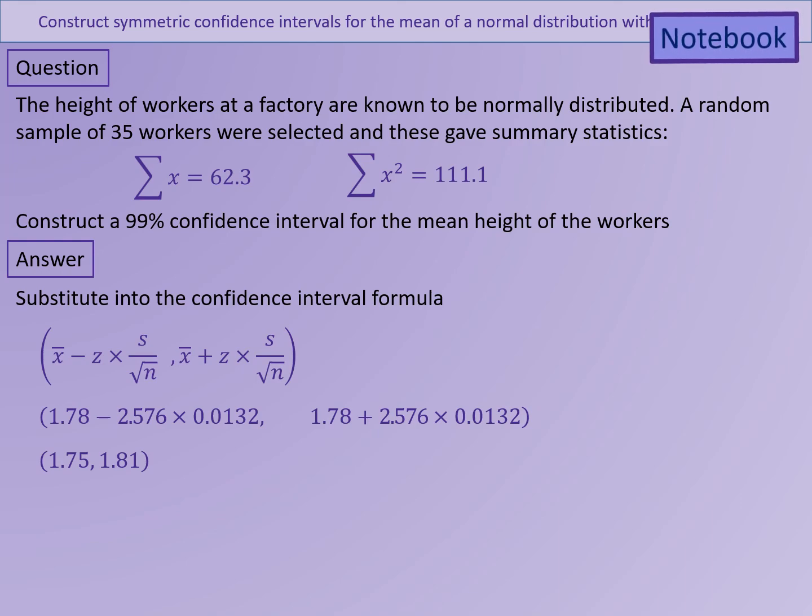We can say with 99% confidence that the mean height of all the workers is between these two values.